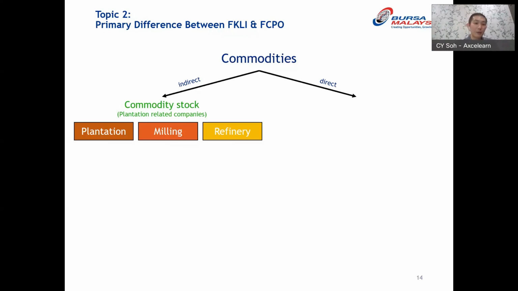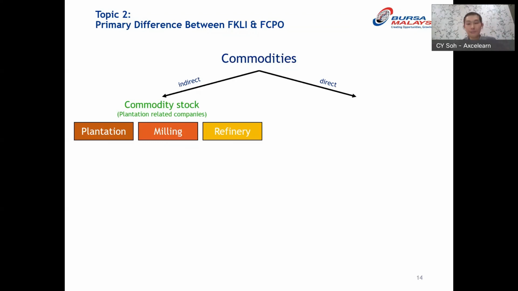And after you get your crude palm oil from the milling business, this is where they transfer this product over to or sell it to the refinery or other oleochemical companies. So they are the party who would be buying crude palm oils to further refine the crude palm oil into refined palm oil products like margarine, cooking oil, or other oleochemical products.